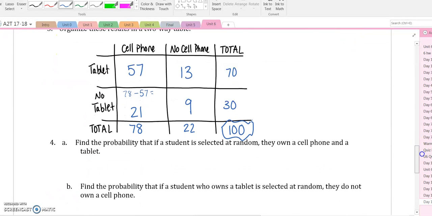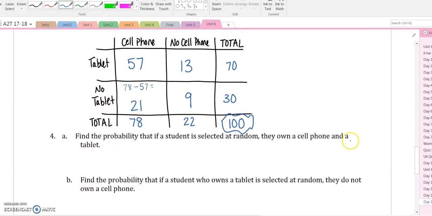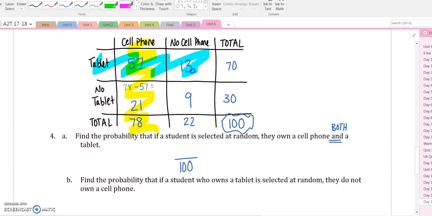All right, now let's try the wording. Find the probability that if a student is selected at random, they own a cell phone and a tablet. So this is a both situation. So again, I'm going to put it out of my total 100, but I want only the overlap. So cell phone and tablet. The overlap is 57. So I'd say 57 out of 100, or 0.57.